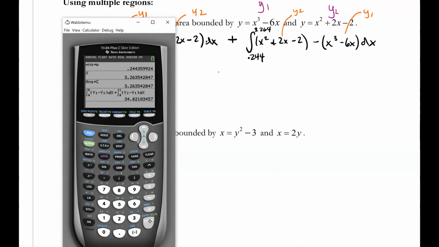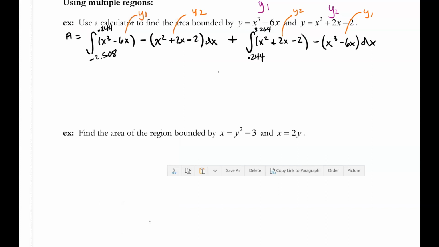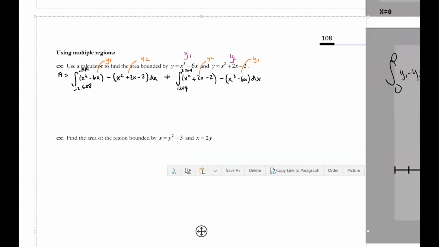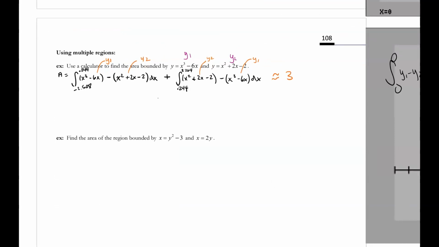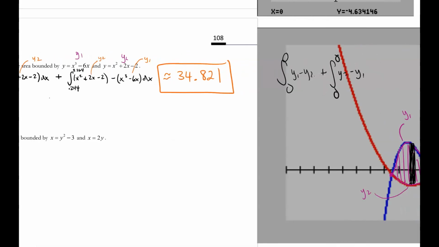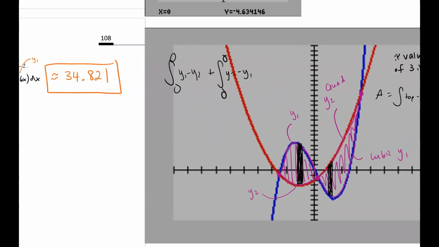We hit enter and we get 34.821. So all of this equals approximately 34.821. I'm using the approximately equal to sign because I rounded. So that's going to be the entire area of both of these regions combined, the 34.821.